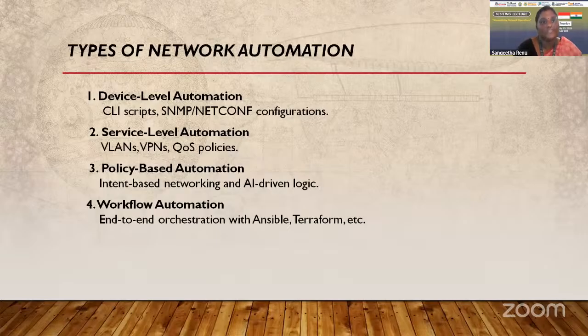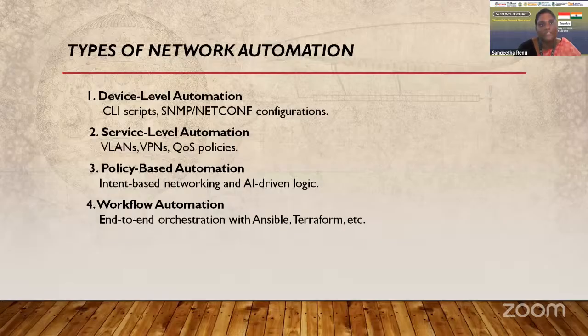policy level automation is based on intent-based networking, using business intents or service level policies to automatically configure and enforce network behavior. So it mainly relies on AI/ML to continuously monitor, validate, and optimize performance and security. So it is also known as intent-based networking.